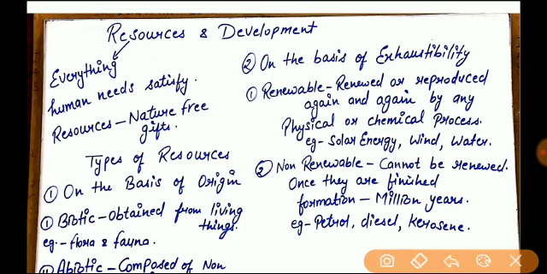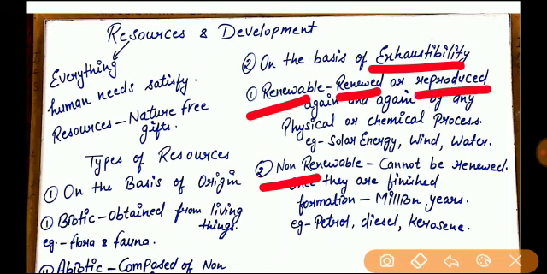Second, on the basis of exhaustibility. Exhaustibility means the rate of ending. On the basis of exhaustibility, resources are of two types, renewable and non-renewable. Resources which either do not finish, or if they finish, are renewed or reproduced again and again by any physical or chemical process are called renewable resources.